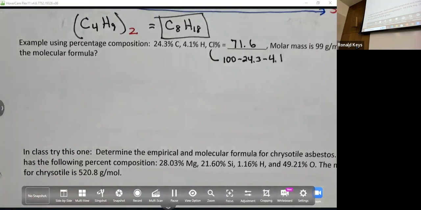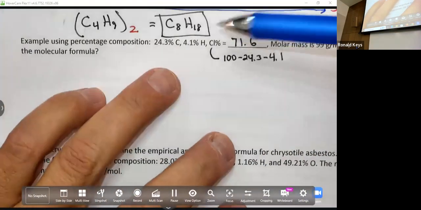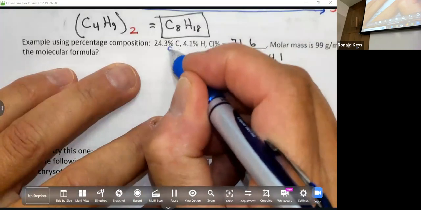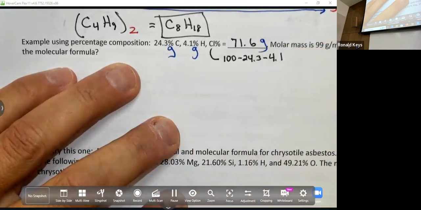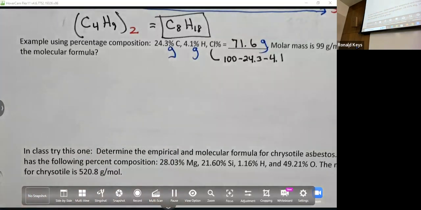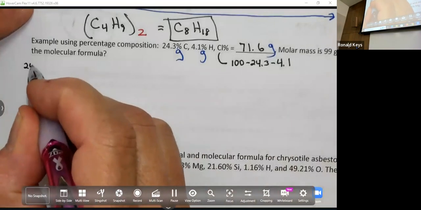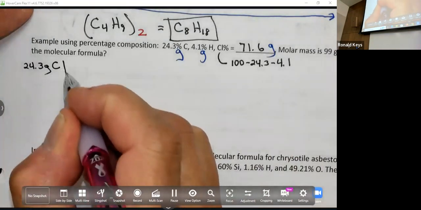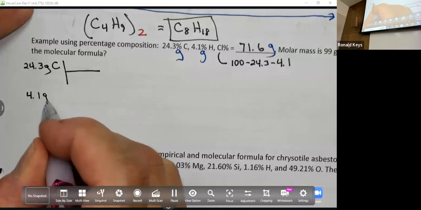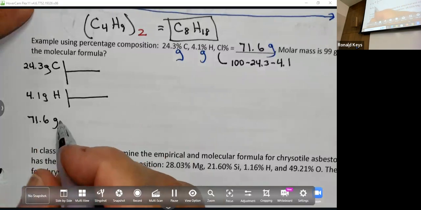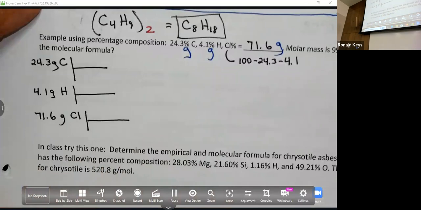Okay. Step one is to get grams. Well, if you assume you got 100 grams of sample, and these are the percentages, we can change all of these percents to grams. If you assume you have 100 grams of sample, then these grams match because percent means per 100. So we have grams. We're going to convert everything to moles. We've got carbon. I have to line three of them up here.